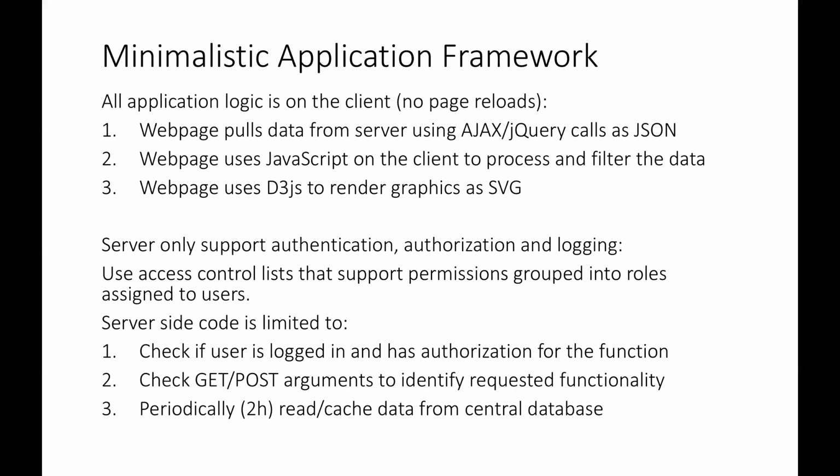Then we check the get and post arguments to identify what is the requested functionality from the page. So basically which button did the user click. And then periodically the server will also update its read and data cache from the central database. And this is probably the most important piece, that our application framework always has direct access to the central database. There is no separate cache. There is no upload of data every once in a month. We tend to use a direct live connection to our database system.